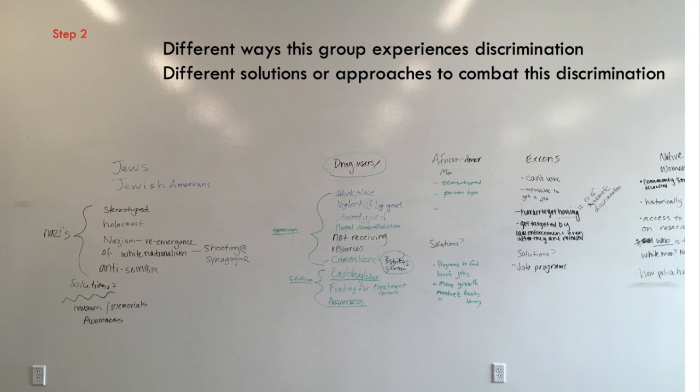So I'm just going to walk through Jewish Americans here. Some of the ways the group experienced discrimination: someone wrote down the Holocaust and Nazis, and specifically the re-emergence of white nationalism, of course anti-Semitism, and then some solutions. Well, they jotted down museums or memorials or perhaps awareness. These are just brainstorms. These students have not started researching yet.